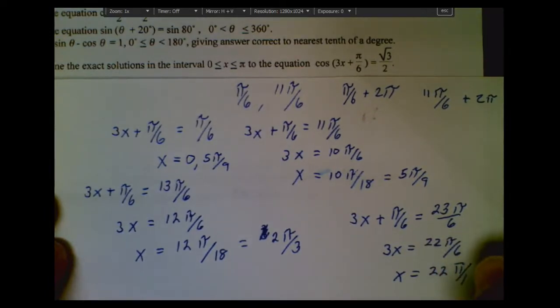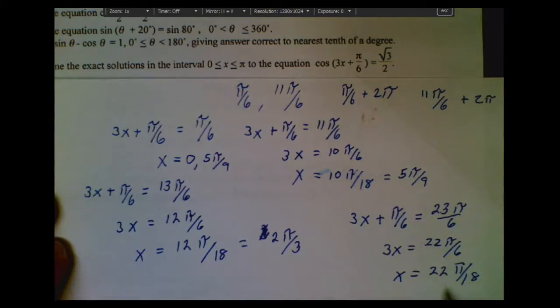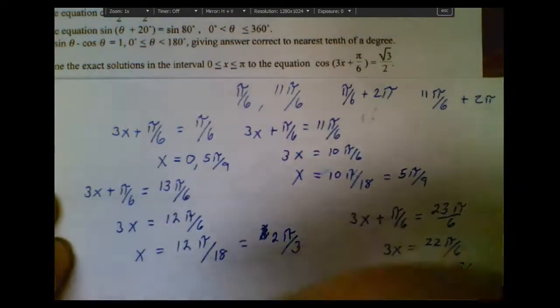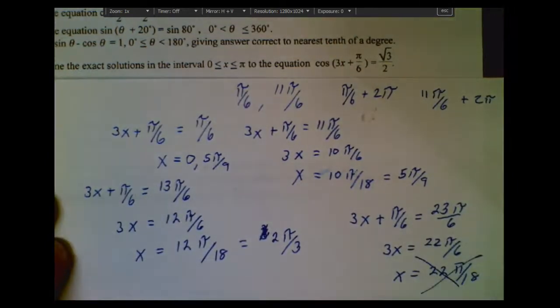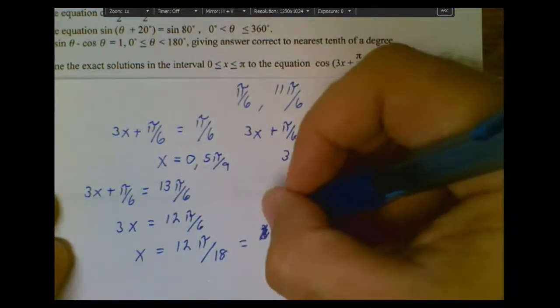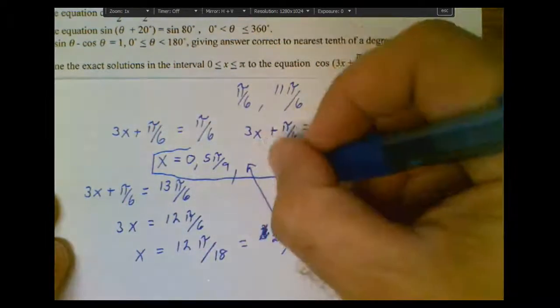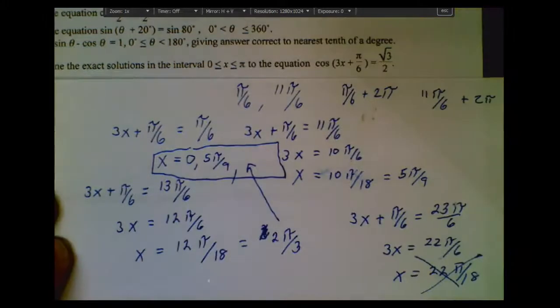And you'll notice on this one, I am now larger than pi, right? That's 22 over 18, which is bigger than 1. So I have now gone beyond this domain, so I stop. I can no longer keep that as an answer, and I know I'm done. So again, really important. Add that to the list. Really important that you keep going until you run out of room within the given domain.